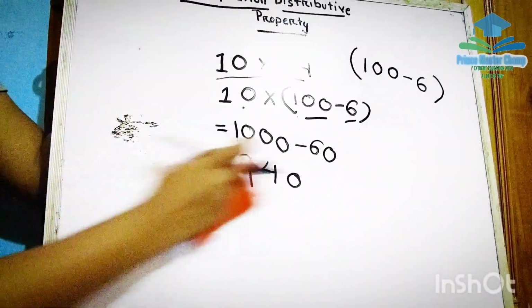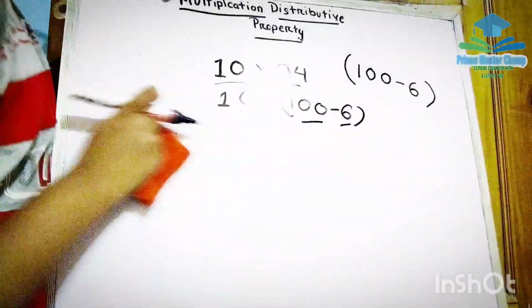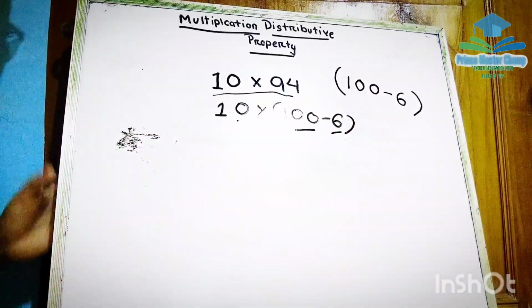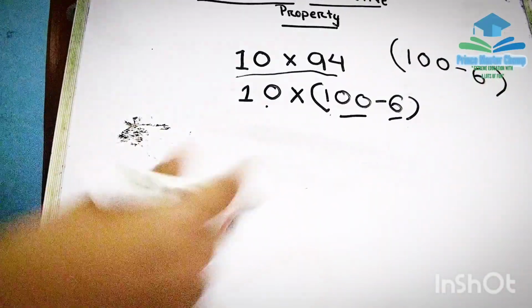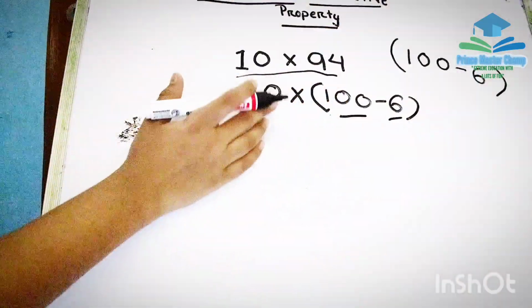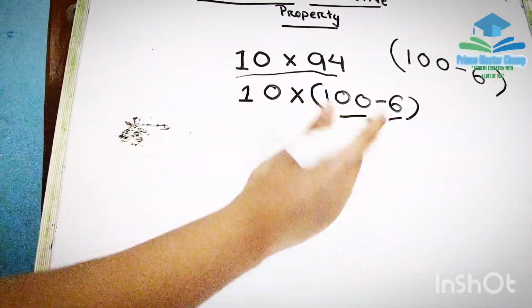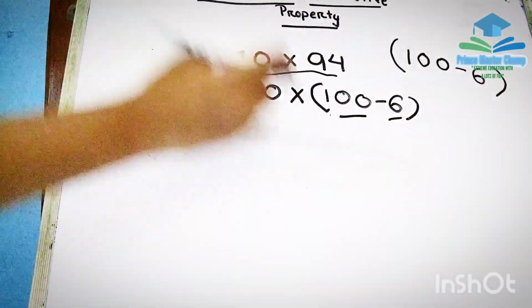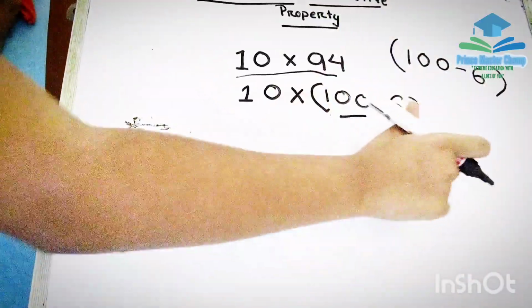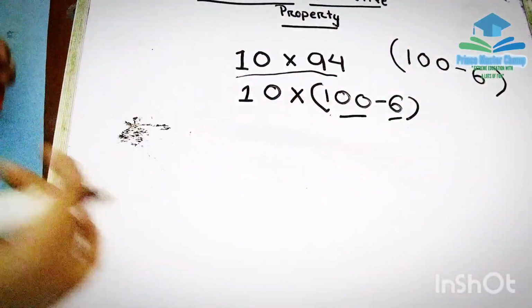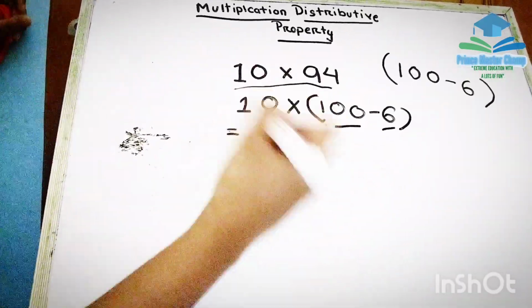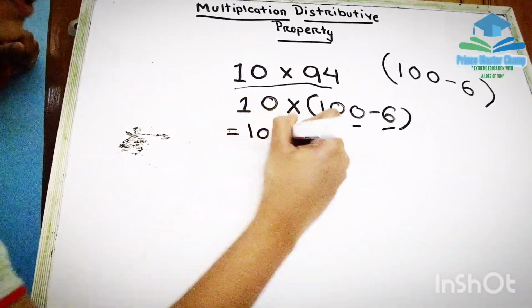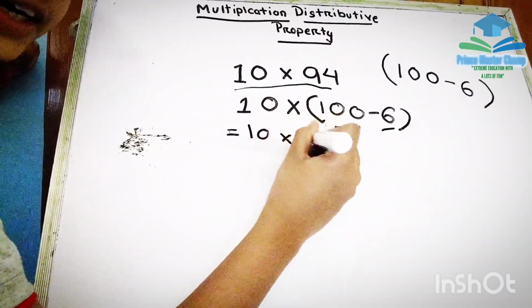So how are you going to write it if this kind of question comes in the exam? We are going to write it something like this. First you need to multiply 10 with 100. Then we will multiply 10 with 6. In short, we will write that 10 is first multiplied with 100.